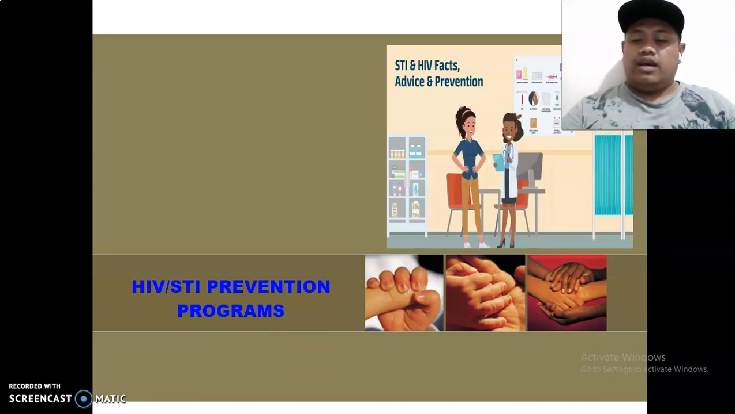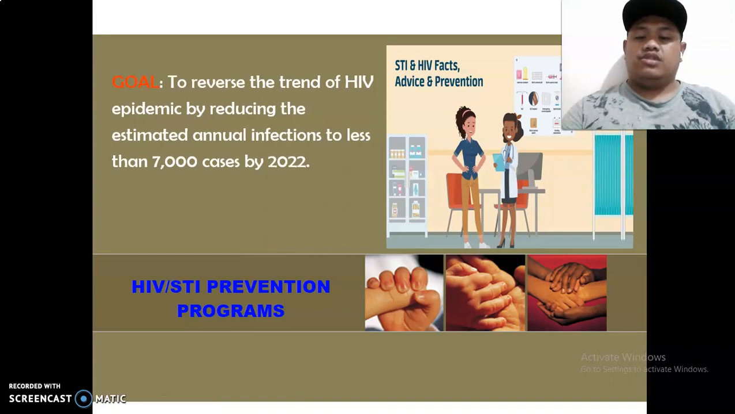That is why the STI and HIV prevention program was created by the Department of Health to address this concern. Now, the overall goal of your HIV prevention program is to reverse the trend of the HIV epidemic by reducing the estimated annual infection to less than 7,000 cases by 2022. That is correct because we are actually confirming more than that before the year 2022, and as of the moment, the numbers are steadily increasing. That is why we are trying to reverse the effect of this epidemic by doing these programs.